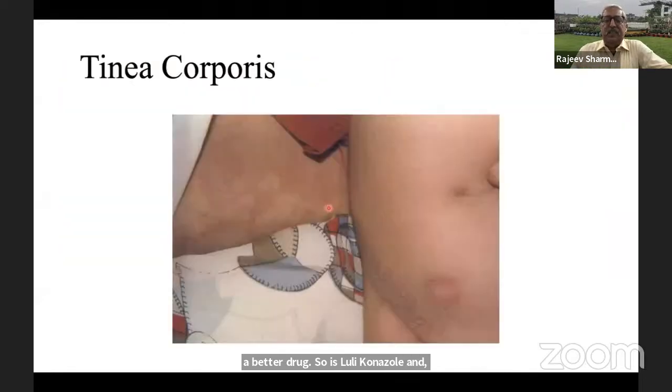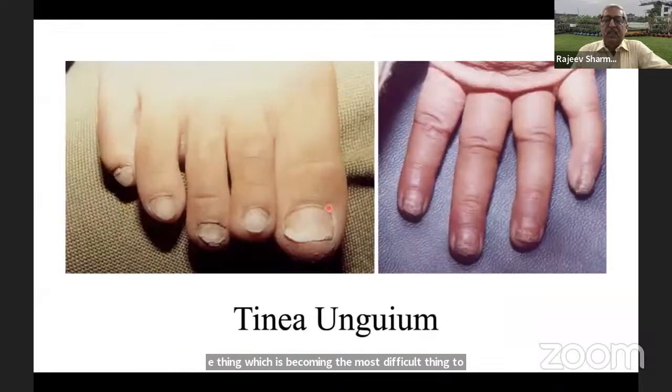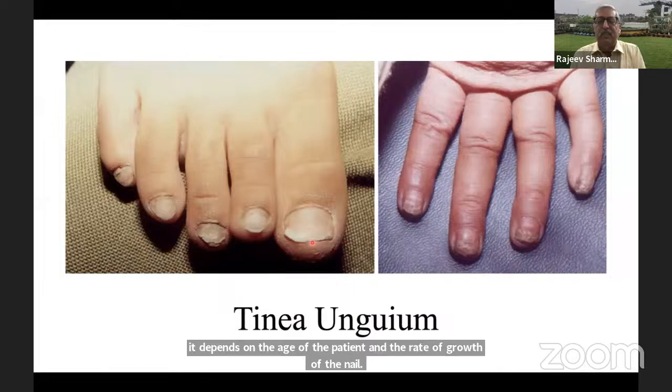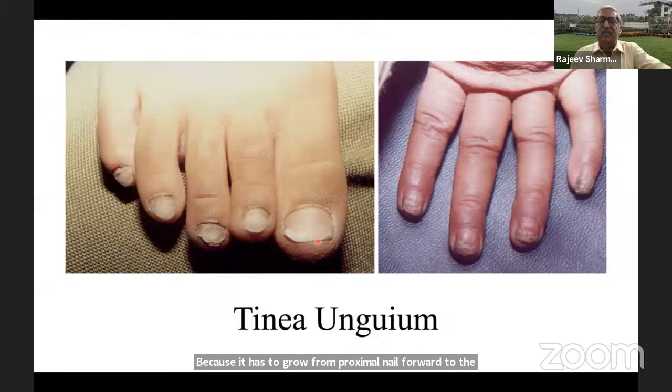But remember to treat the parent also if there is a child. And if you cannot, always refer to a dermatologist for proper treatment, because tinea is one thing which is becoming the most difficult thing to treat in dermatology nowadays. Nail always needs systemic treatment, though there are lacquers containing amorolfine available, which are supposed to be as effective as the oral medicines. And nails take longer. How fast does a nail grow? It depends on the age of the patient and the rate of growth of the nail, because it has to grow from the proximal nail fold to the tip in a normal fashion. Then only the treatment can be stopped.